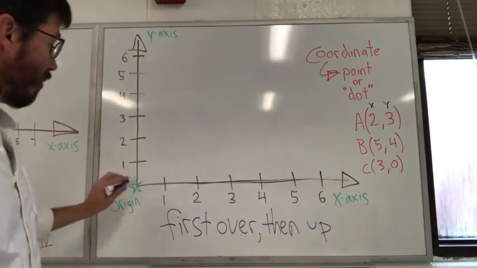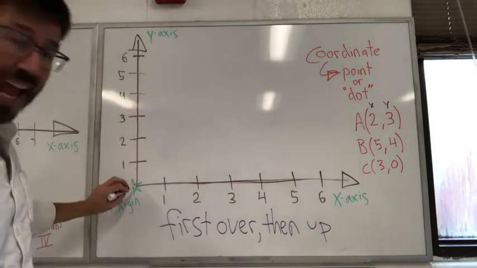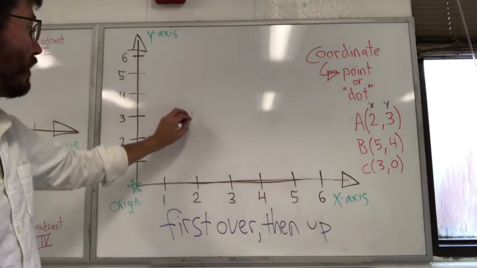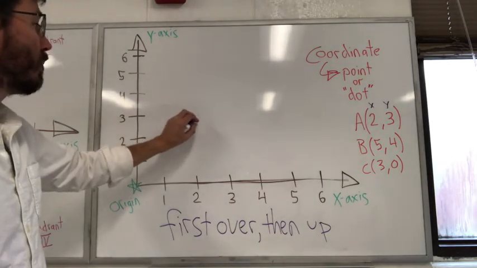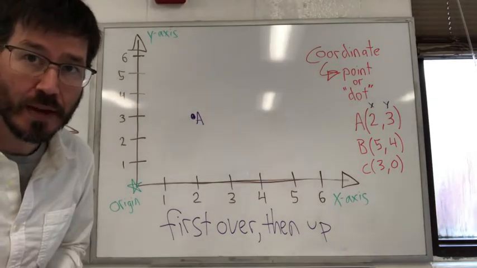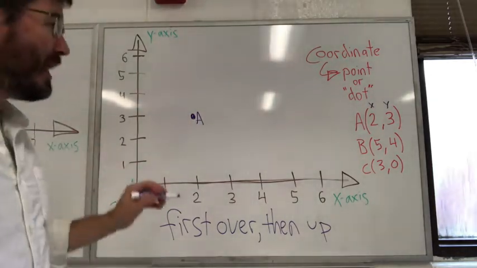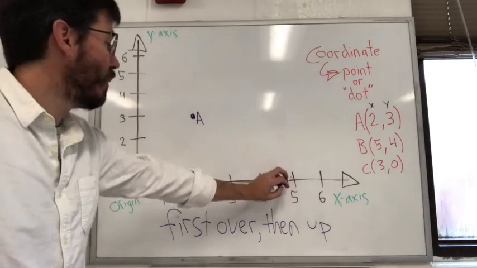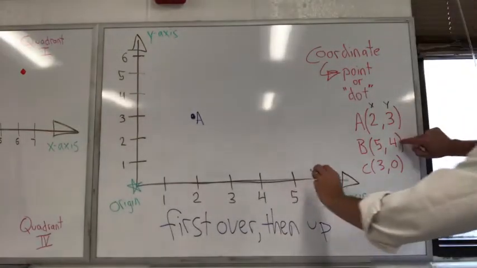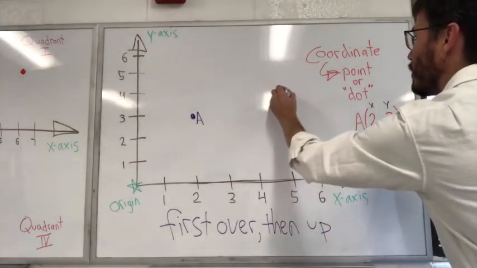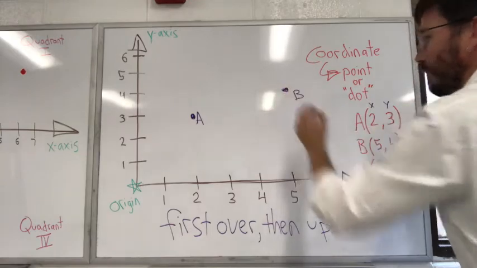So we start at the origin, and for our coordinate A, we go over 2 and up 1, 2, 3, and we put a dot. And what do we put next to that dot? Little a. That's where A is, all right? First over, then up. Now with B, we're gonna go first over 5. 1, 2, 3, 4, 5, and we're gonna go up 4. First over, then up. Let me see if I can do this. 1, 2, 3, 4. Close enough for B.